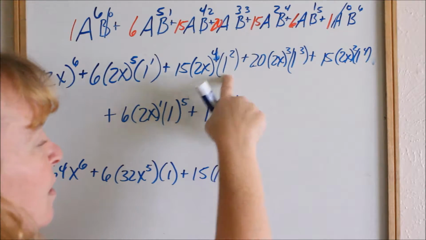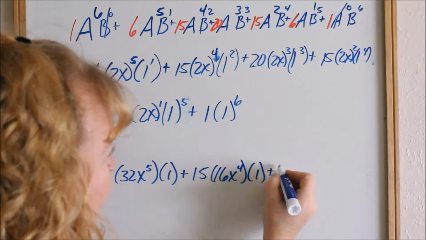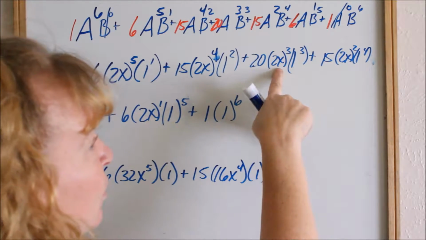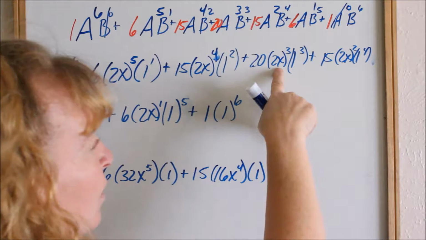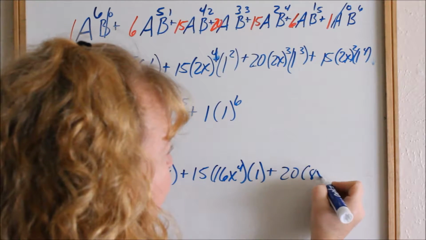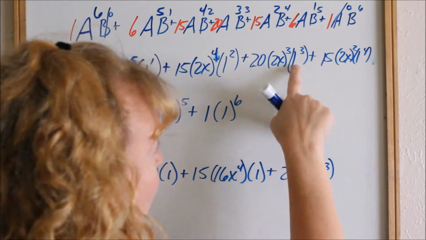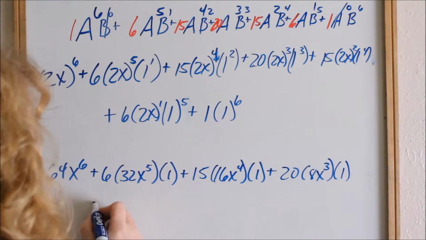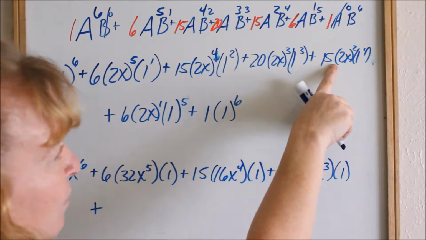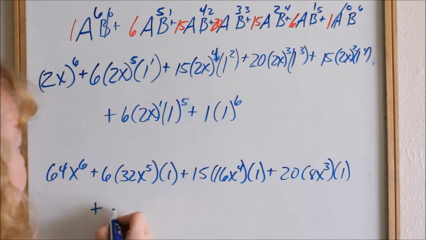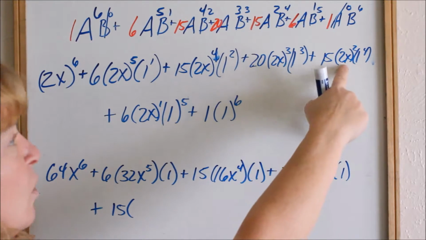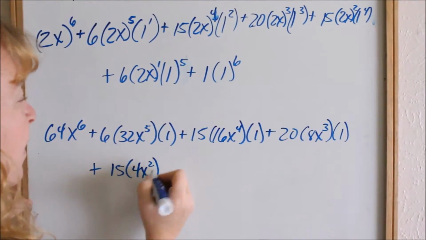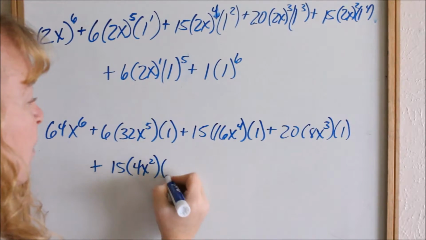1 squared is just 1 times 1 plus 20. And then 2x cubed. The 2 has to be cubed and the x is cubed. 2 cubed is 8. And then x cubed. And then 1 cubed is just 1. Okay, I'm going to go to my next line. Plus, I was at this point, 15 times 2x squared. I have to square the 2 and the x. So that would be 4x squared. And then 1 to the 4th is just 1.